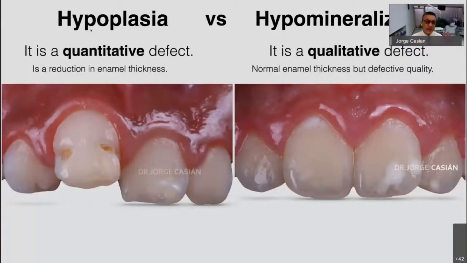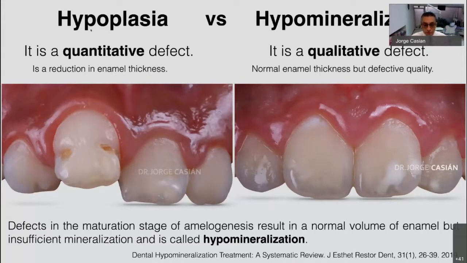When we talk about developmental defects of enamel, it is very important to understand the difference between a hypoplasia and a hypomineralization. During the development of enamel, there are 2 big stages: the secretory stage of enamel and the maturation stage of enamel. If something wrong occurs during the secretory stage of enamel, the enamel could be hypoplastic. But if the event occurs during the maturation stage of enamel, it could be hypomineralized.